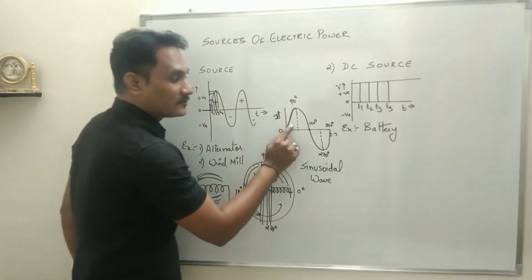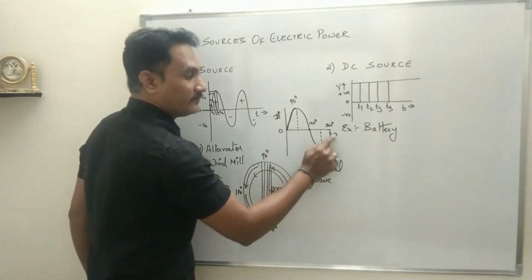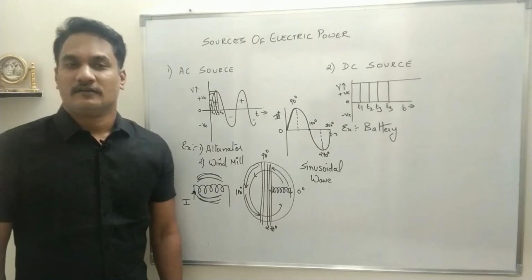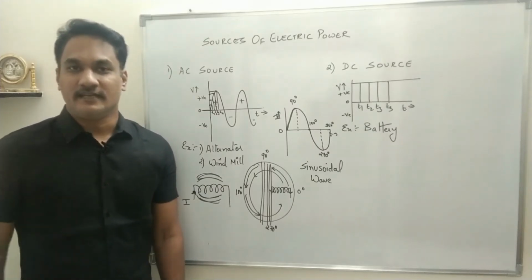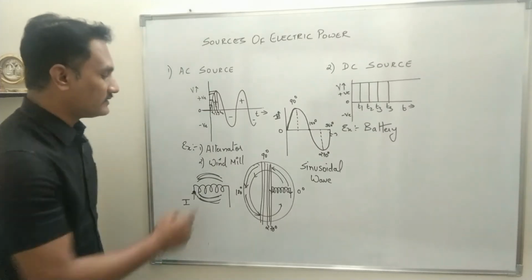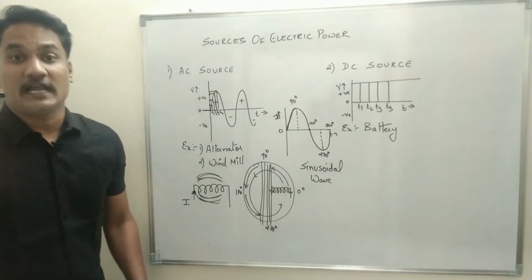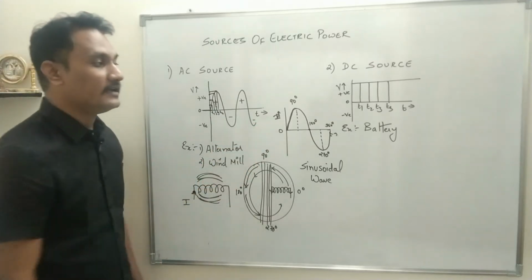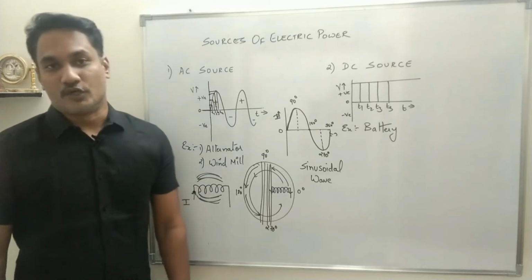It is changing its magnitude as well as polarity with respect to time. Therefore we say that it is an AC signal. So example of AC signal is alternator and windmill. I hope you have understood how exactly an AC waveform is produced.